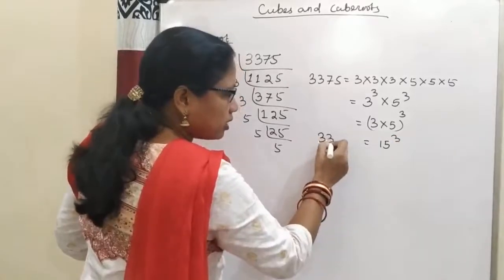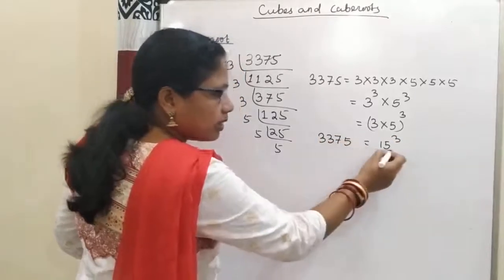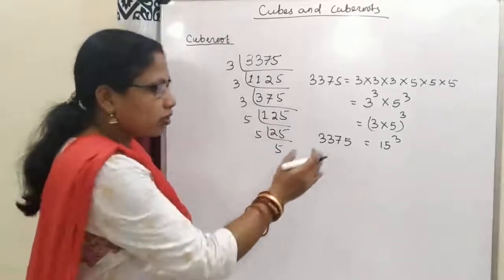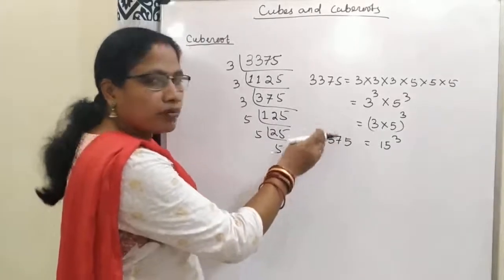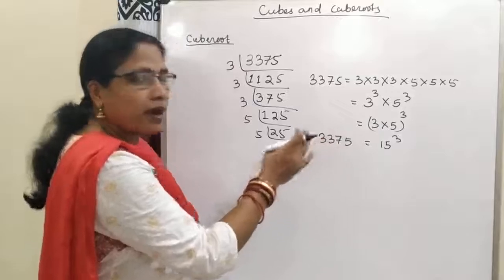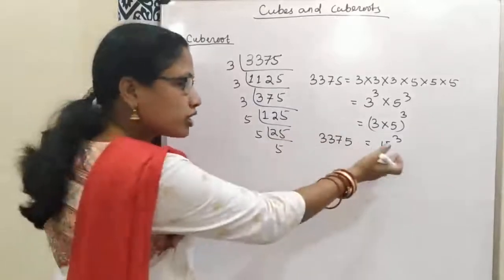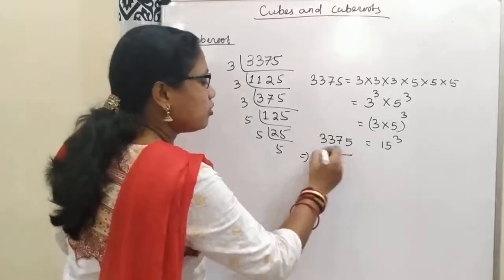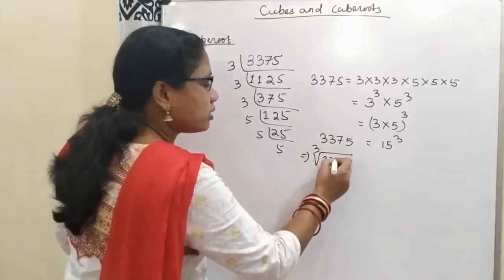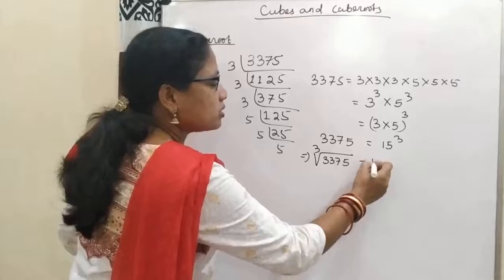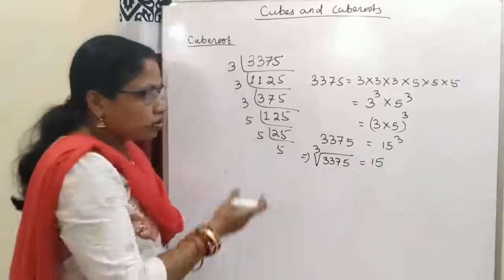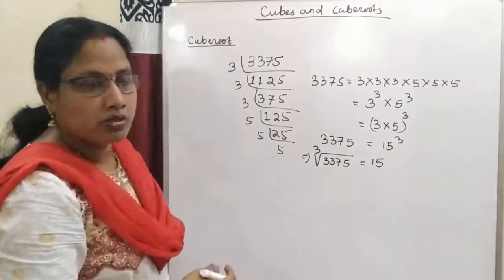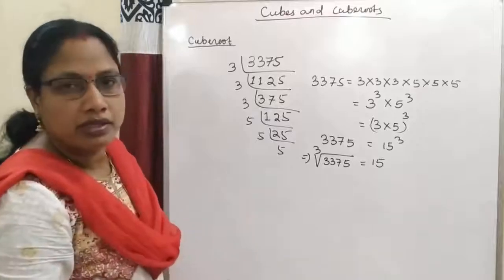So 3375 is equal to 15 cube. To find the cube root of a number, we have to find a number whose cube is that number. So this implies the cube root of 3375 is equal to 15. Let us solve some examples by using this prime factorization method.